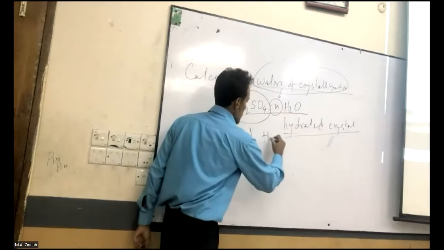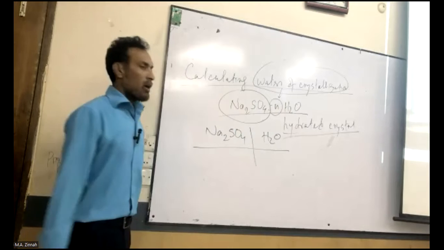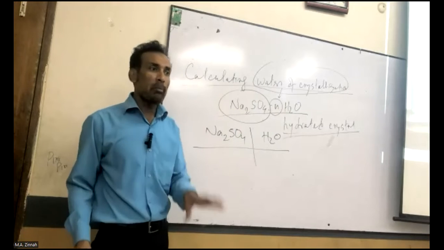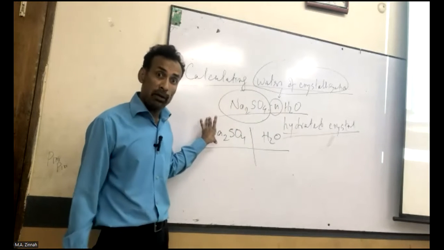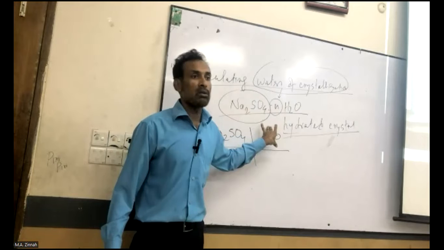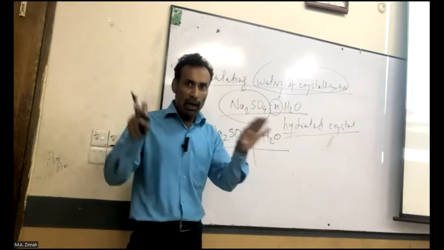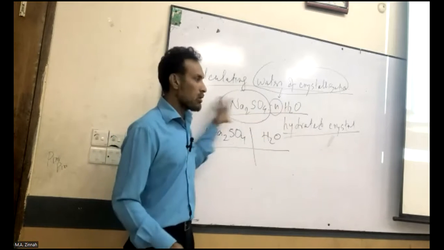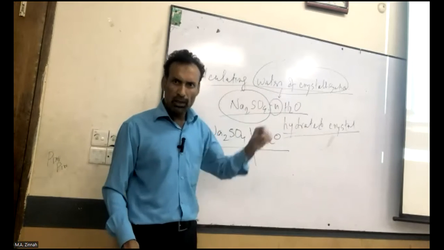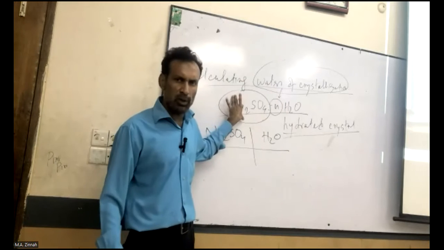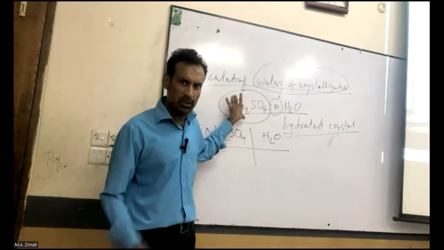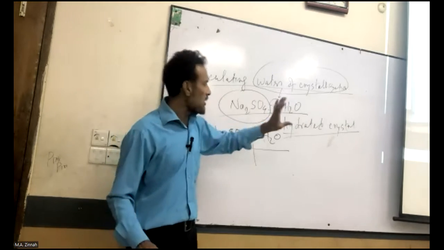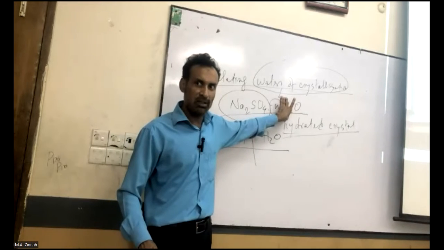And water. Look, so you need to have the masses of the anhydrous salt and the mass of water. Okay, if you have these two in the compound, in the whole compound, there must be a certain amount of sodium sulfate there, right? There must be a certain mass of sodium sulfate there, and there must be a certain mass of water there.